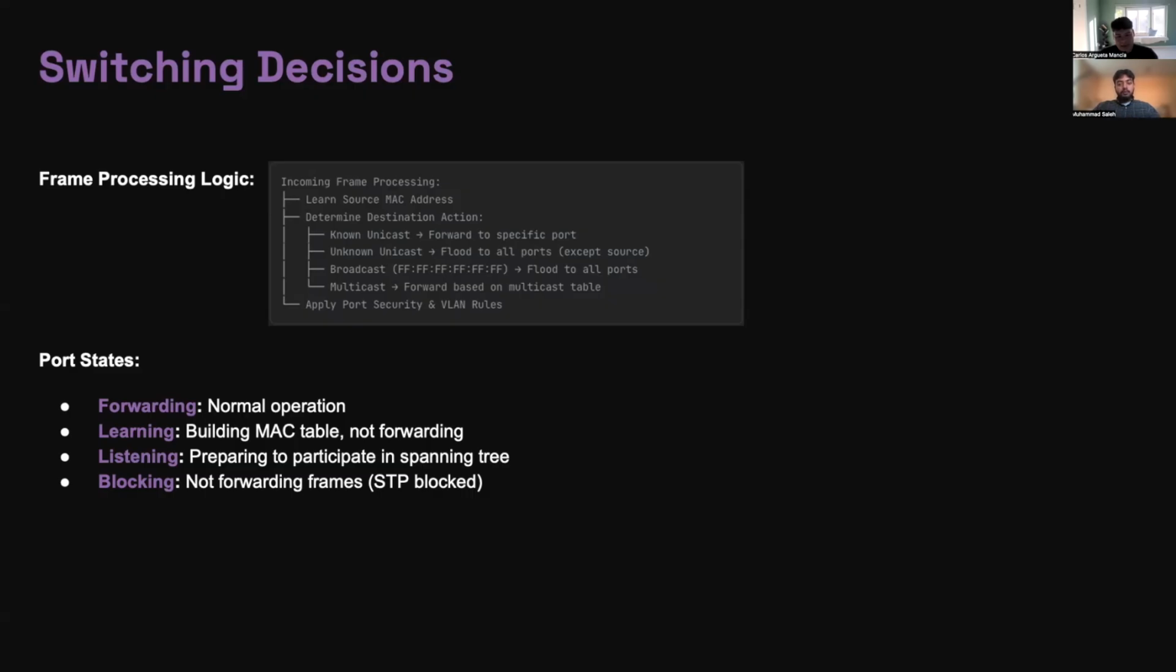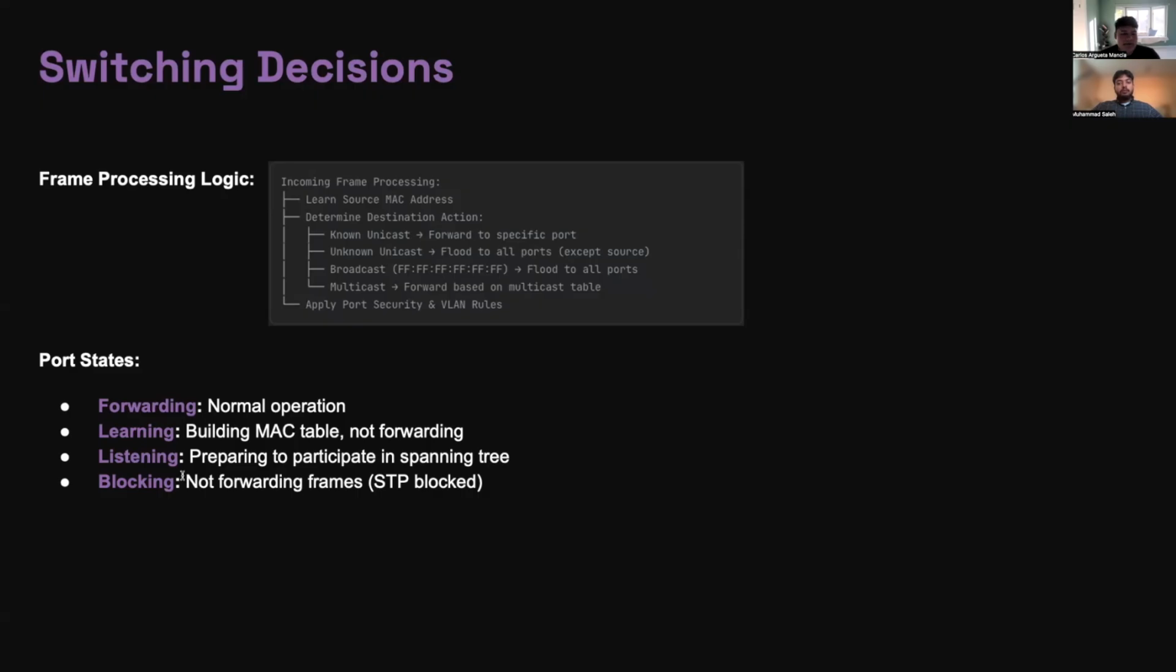Yeah, I think spanning tree is a topic that we'll eventually cover in our videos. But essentially, it prevents a switch talking with another switch and saying, I have this MAC address, no, I have this MAC address, and basically crashing the entire network due to a significant amount of broadcast traffic.